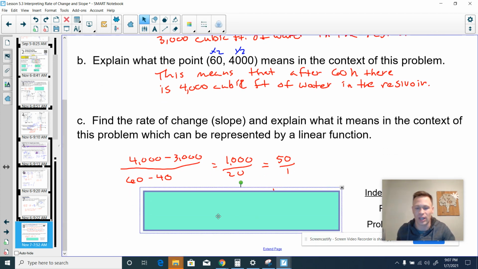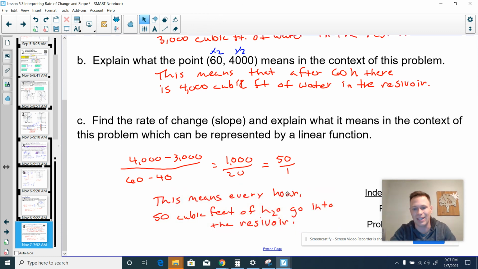And that is the last question I have to answer here. What does that slope mean in the context of the problem? This means that every hour, 50 cubic feet of water goes into the reservoir.